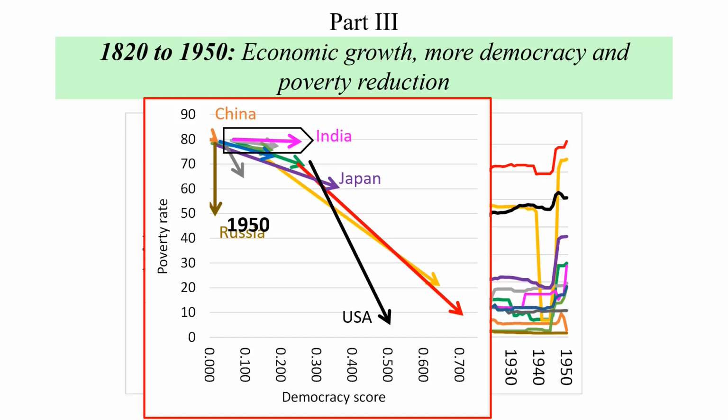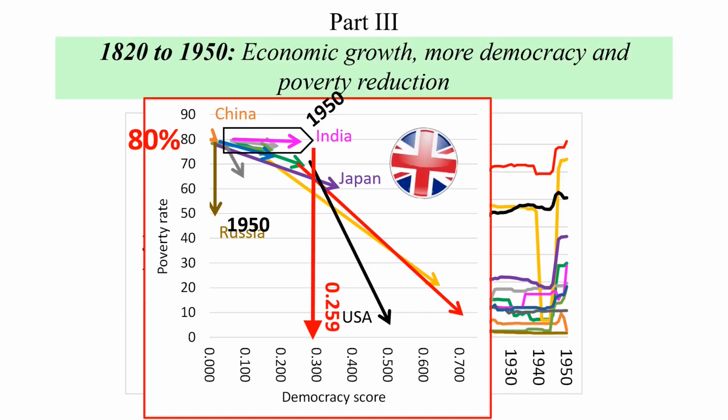India, which gained independence from Britain shortly before 1950, experienced almost the opposite of Russia. In the case of India, independence came with considerable democracy. But poverty remained at around 80% for the entire 1820 to 1950 period, in part because industrialization was limited in India. The colonizing power, Britain, made sure that India remained strongly reliant on industry in Britain.